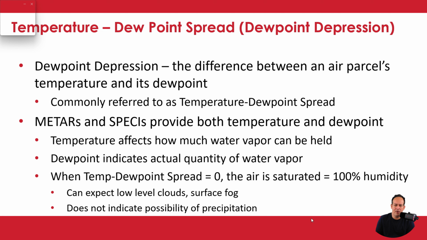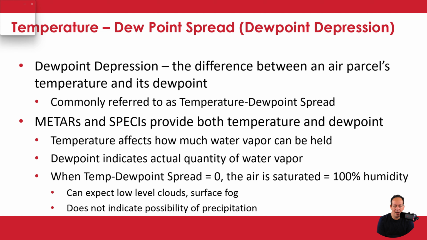All right, so here we have a term called dew point depression. This is the difference between an air parcel's temperature and its dew point. Now we more commonly refer to this dew point depression as the temperature dew point spread. So sometimes you'll hear temperature dew point spread. This is what we're referring to. METARs and SPECIs, a SPECI is just a METAR, but not issued hourly like a METAR. METARs and SPECIs provide both temperature and dew point.